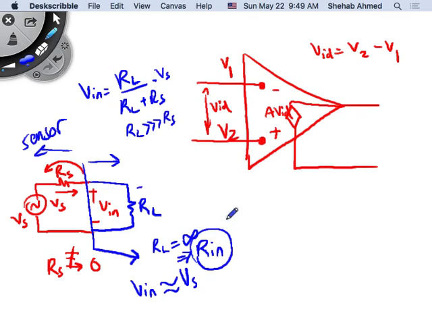Why do you want VI to be equal to VS then? Because the physical phenomenon that you're measuring is VS.